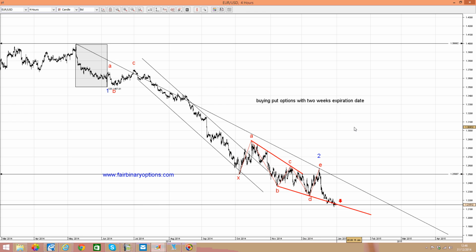Thank you very much for being here. It's fairbinaryoptions.com. We just built a bearish scenario on the Euro US dollar, on the fact that this triangle here is at the B to D trend line, so it should move even lower. Thank you and bye bye.